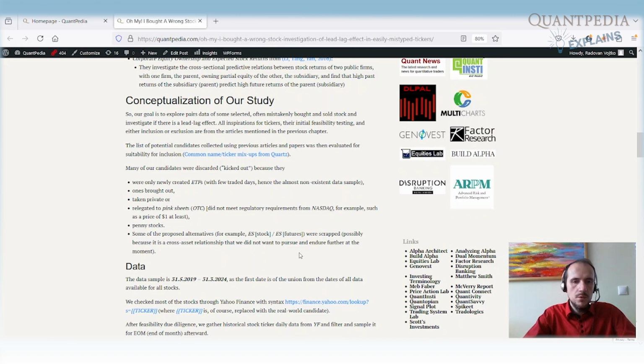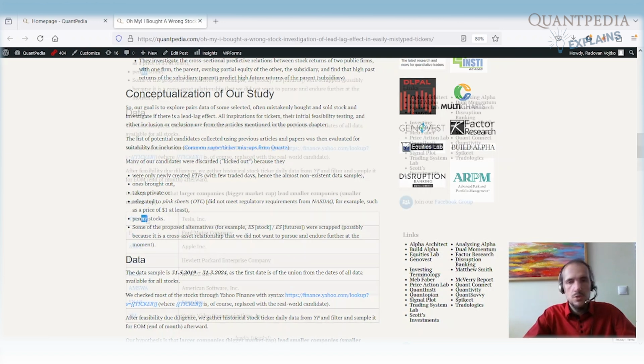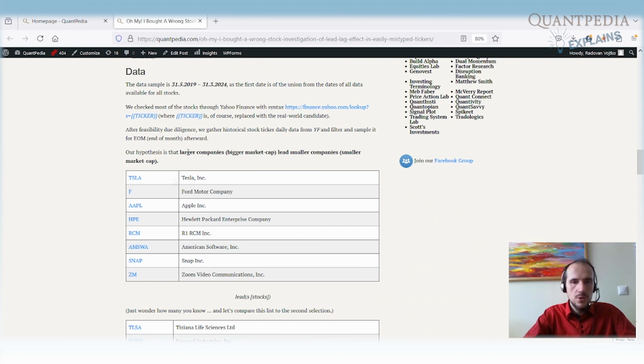What are the data that we are using? Our data sample starts at the end of May 2019, and our study ends at the end of March 2024. The length of the study is approximately 5 years. We are trying to find stocks that were not bought by somebody, that were not taken private, that are not pink sheet stocks, not penny stocks, so stocks that are traded at the moment on the New York Stock Exchange. So here is our list of larger companies that should lead the smaller companies.